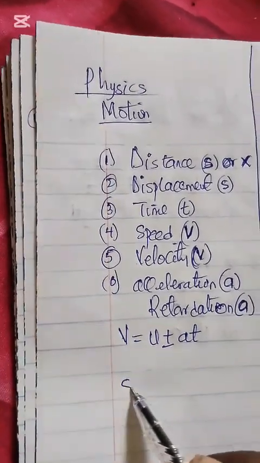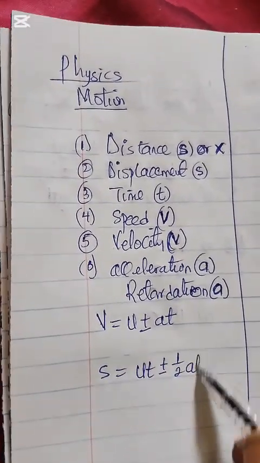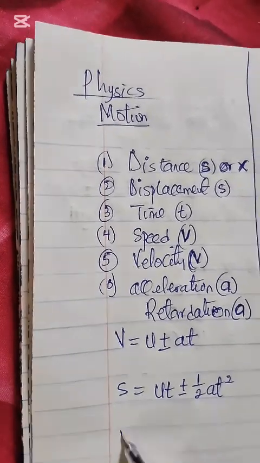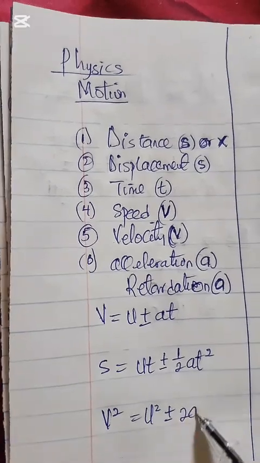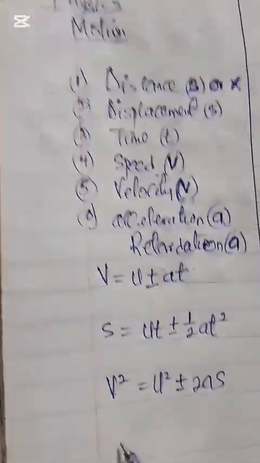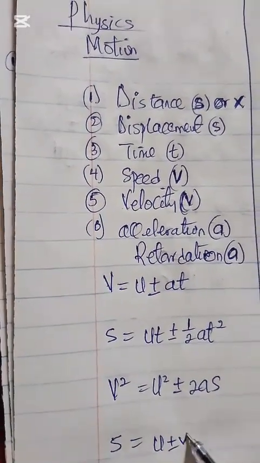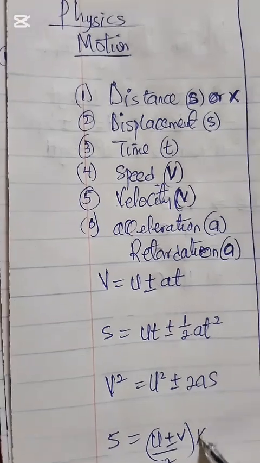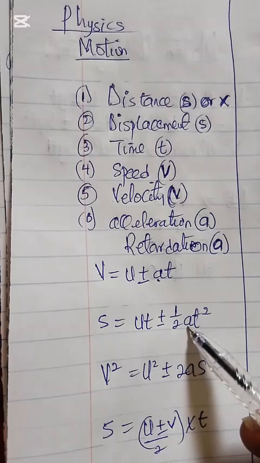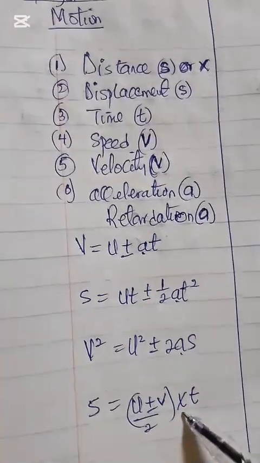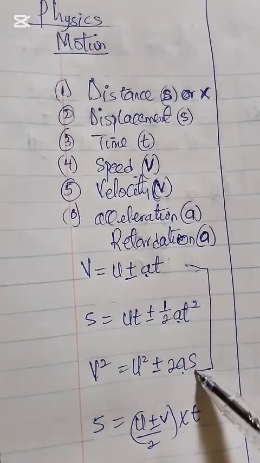We have another one, s equal to ut plus or minus 1 over 2 at squared. We have v squared equal to u squared plus or minus 2as, and we have s equal to u plus or minus v divided by 2 times t. So these are equations of motion. The first three involve acceleration, but the last does not involve acceleration because there's no a here. So these three are majorly for acceleration.